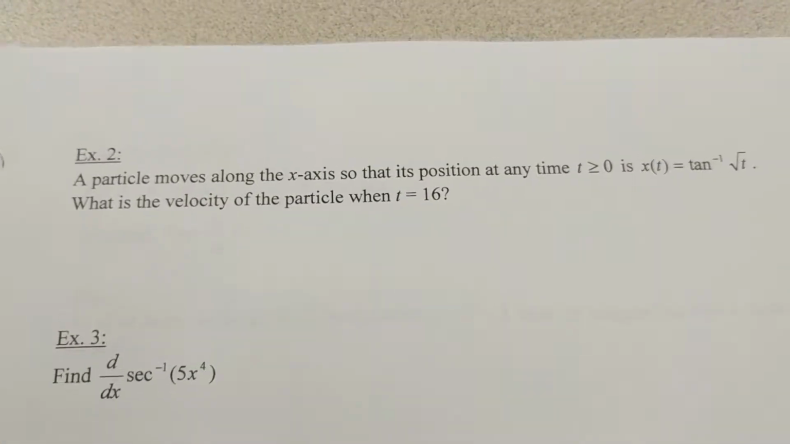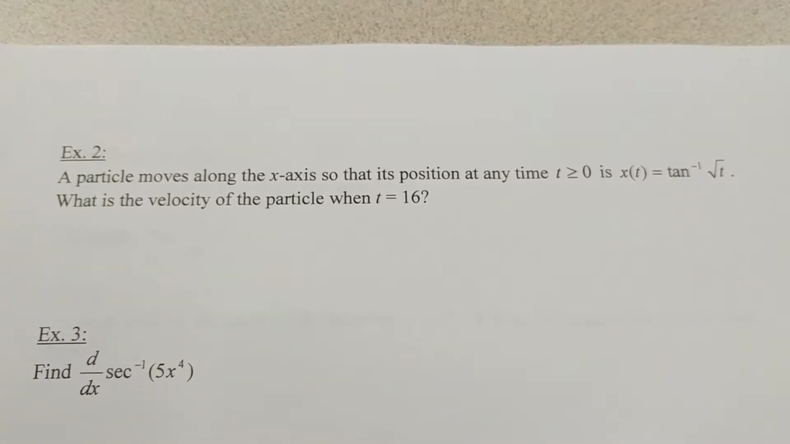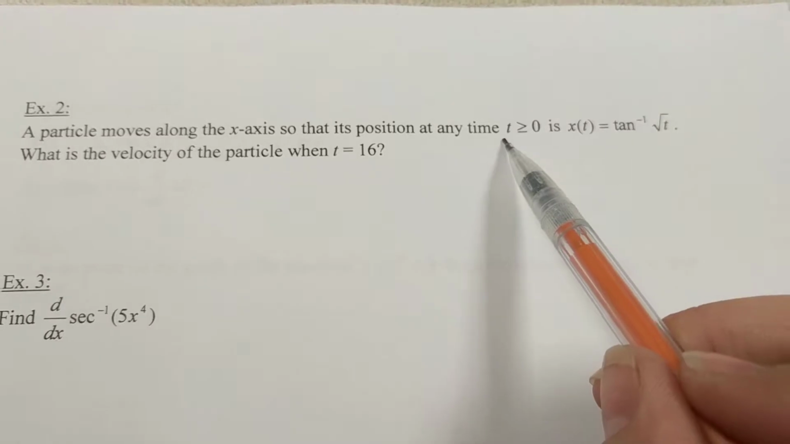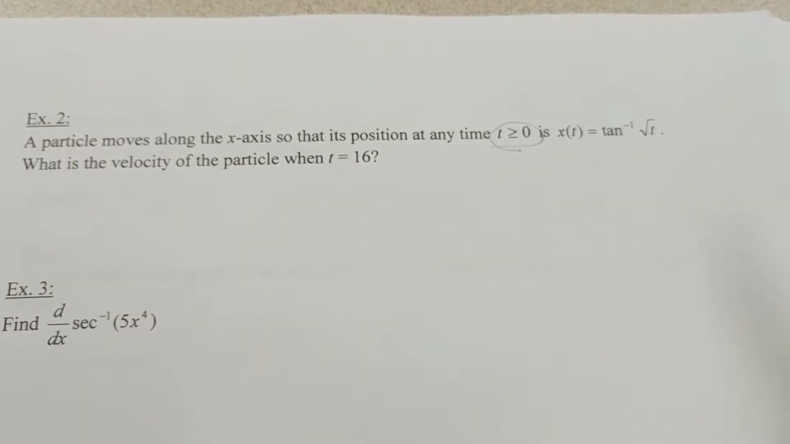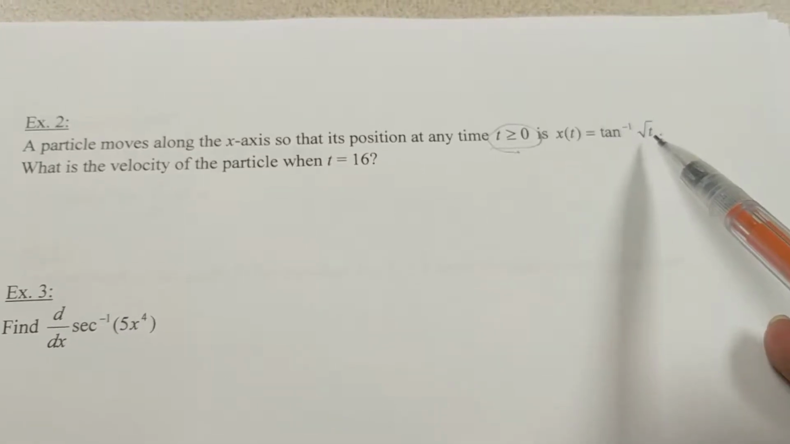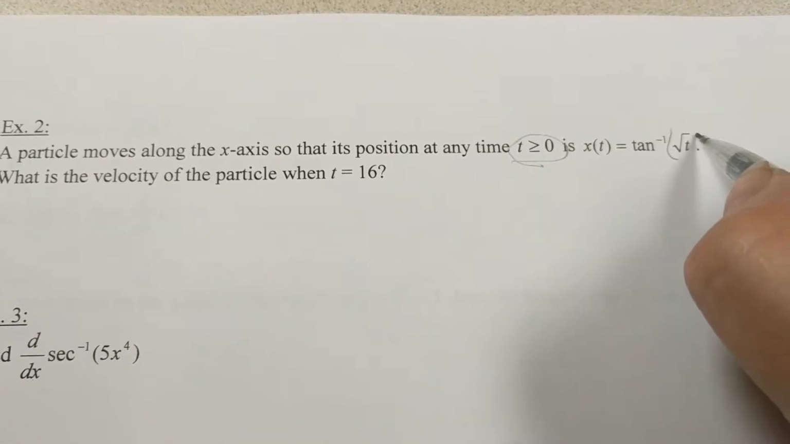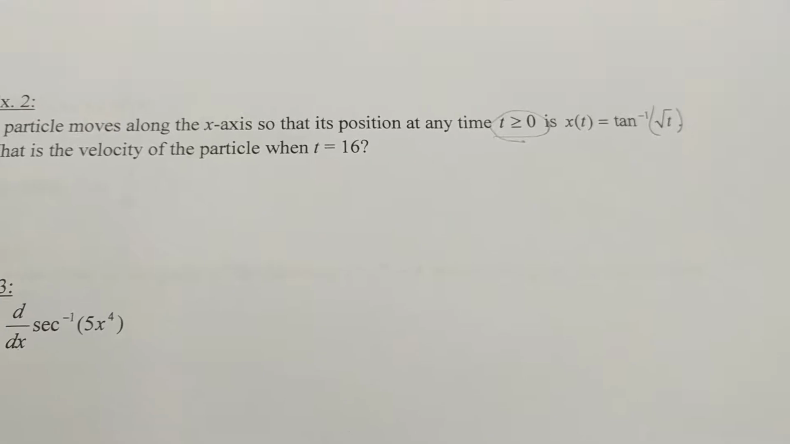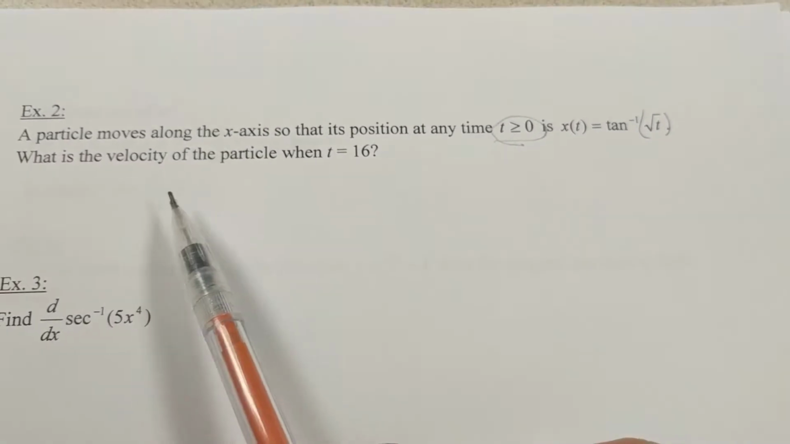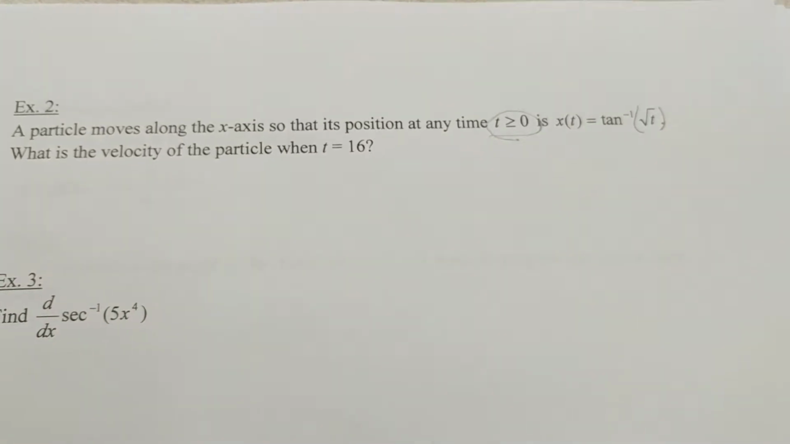Then example 2 says now we've got a particle moving along the x-axis so that its position at time t greater than or equal to 0, so time is positive, is x of t equals inverse tangent of square root of t. Once again, you can imagine some parentheses there. We have a chain rule again. And they want to know what is the velocity at time 16.